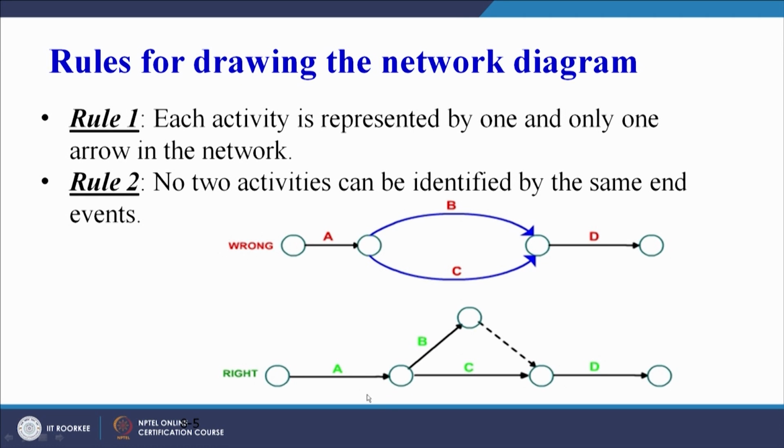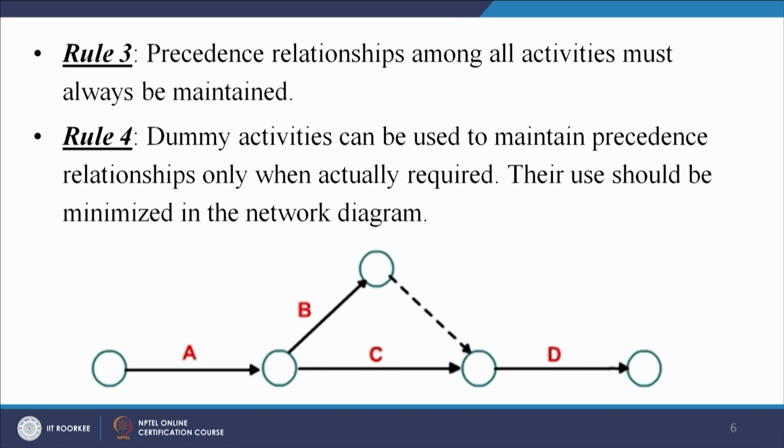And therefore how can we represent this network? This is the right network here. We have incorporated a dummy activity here which is represented by this dotted line. So this is now the actual representation which is correct from the network representation point of view. So we can see one use of a dummy activity here, that no two activities can have the same start and end node. So a dummy activity will help us to resolve this issue. Rule 3. Precedence relationships among all activities must always be maintained. We have to ensure that the predecessor successor relationship always has to be maintained.